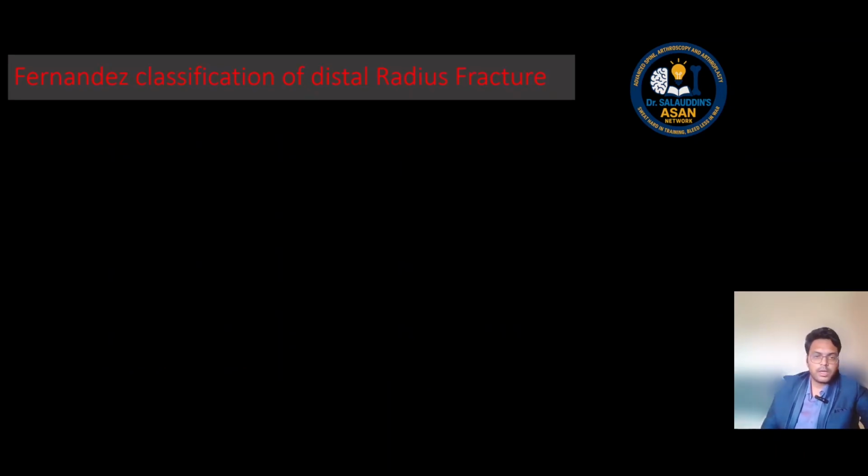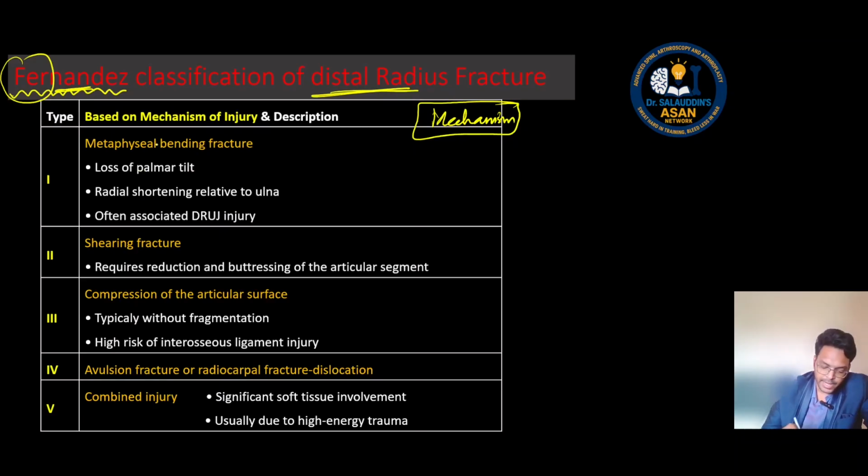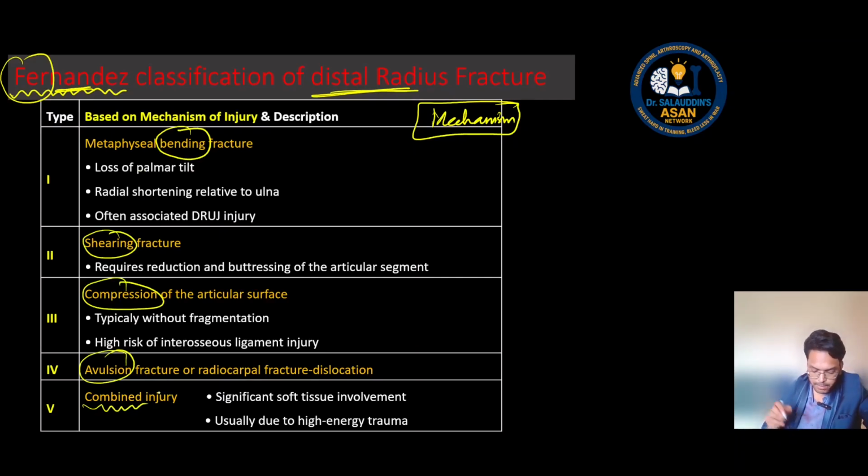Okay. Now another classification of distal radius is the Fernandez classification. The Fernandez classification of distal radius is based on only one thing, that is mechanism. What mechanism is causing the distal radius fracture? Based on the mechanism, Fernandez classifies the different types of distal radius fractures into 5 types. First is bending, next is shearing, then compression, avulsion and combined forces.